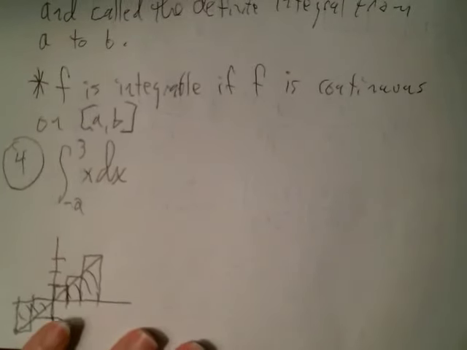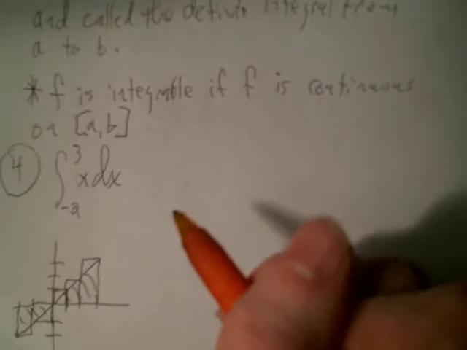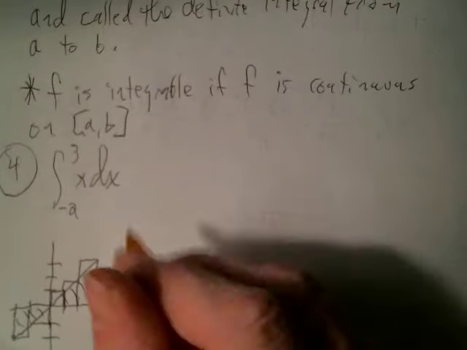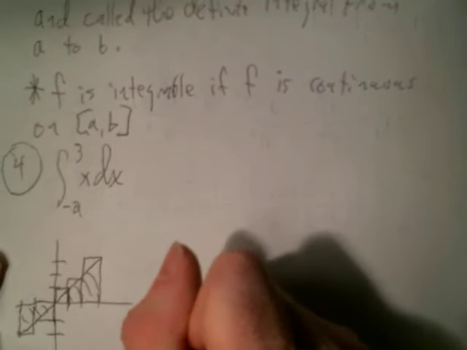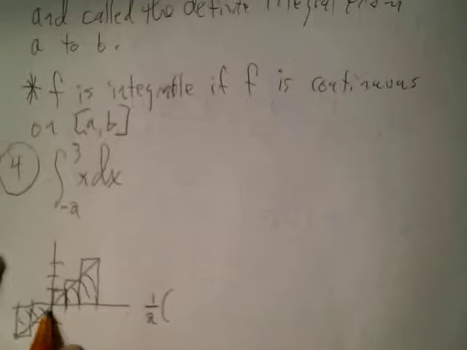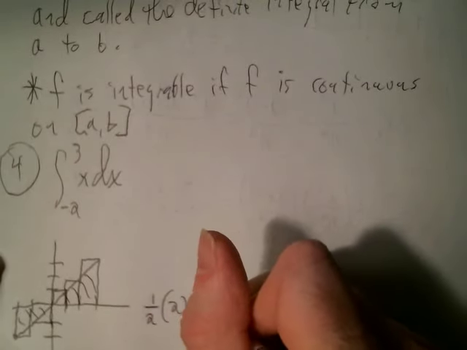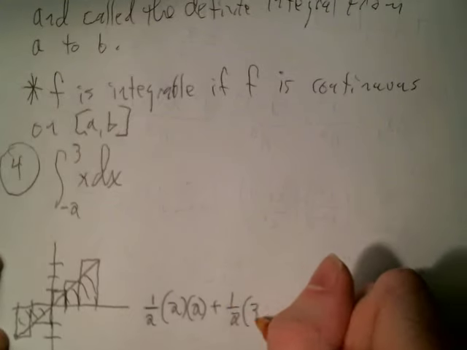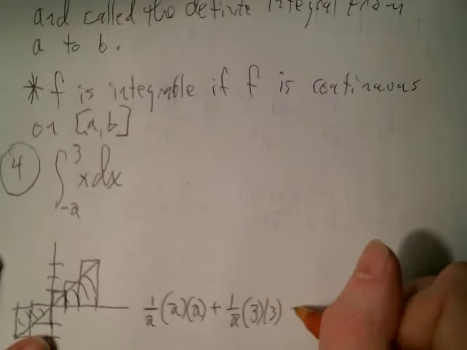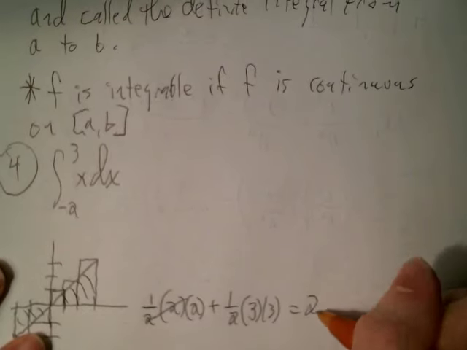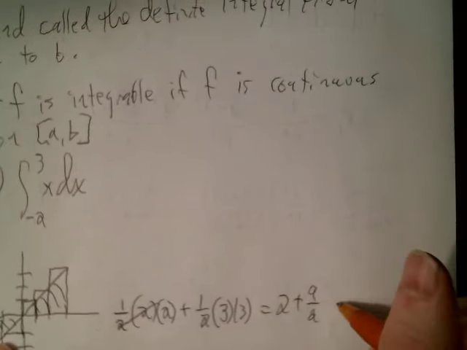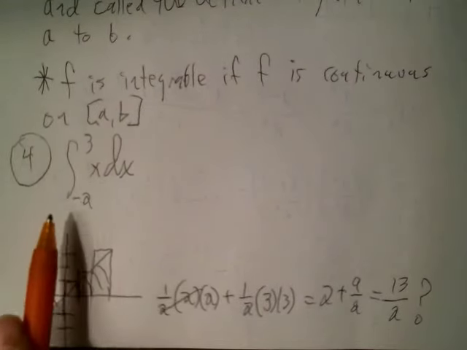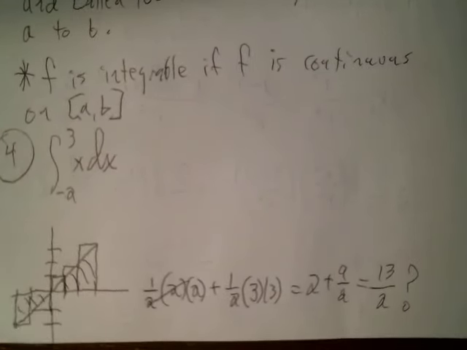So what is this thing then equal to? Maybe is the question. Is it actually equal to 1/2 base times height? So 1/2 base here is 2, and then the height is 2, plus 1/2 base times height of the other guy. So the base was 3 and the height is 3. So 2 plus 9/2, so 13/2. We wish, right? So is this thing really just equal to 13/2?